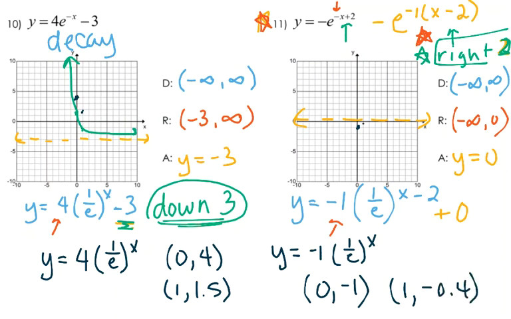Alright, these graphs are tiny. That wasn't very easy to plot. Now what I need to do is take both of those points and move them to the right 2.